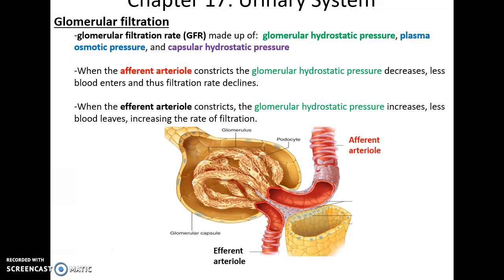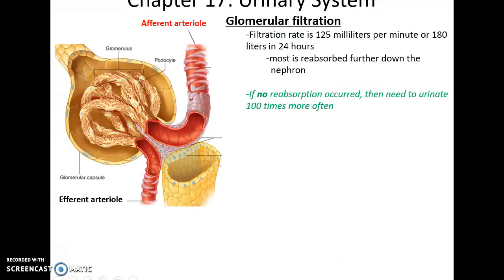To help control this pressure so that the glomerulus doesn't become damaged is the afferent arteriole. It can constrict, which will decrease the glomerular hydrostatic pressure because less blood is now entering. And then we also can have the efferent arterioles constrict. This would reduce the amount of blood flow out of the glomerulus, which would then increase the overall blood pressure.